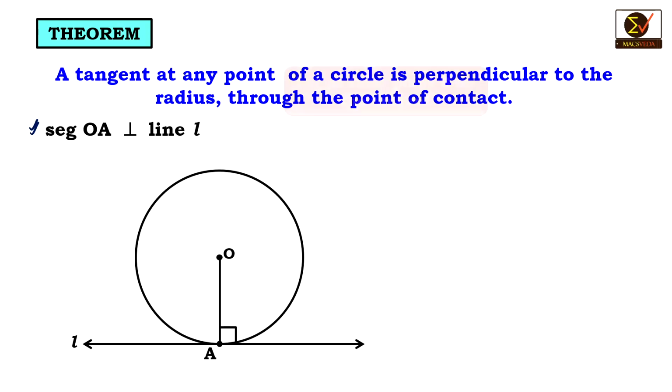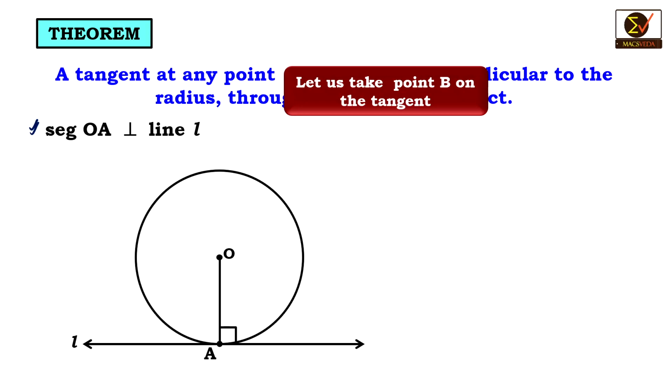So for this, let us take a point B on the tangent. Now I want to know what is angle AOB. Now consider this distance from O to B.